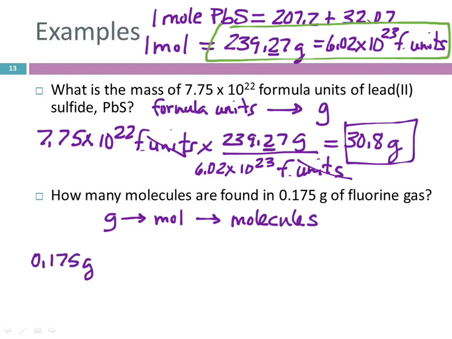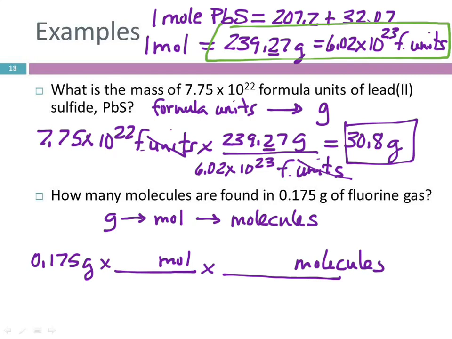0.175 grams. This is going to be in two steps. So I'm going to go to moles here, and then I'm going to go to molecules. Putting the units in first. I put grams down here because I want them to cancel out. I put moles down here because I want them to cancel out. Now I find the numbers to put in. Relationship between number of particles, the molecules, and moles. That's just Avogadro's number. Mole is the chemist's dozen, so we've got 1 mole and Avogadro's number of particles, molecules in this case.